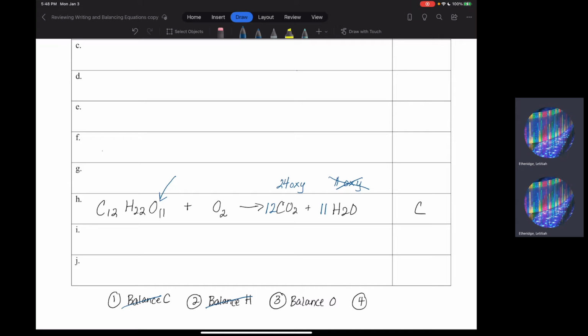So to get my 24, I know that I have 2 over here. I'm going to put a 12 for my coefficient. That will give me my 24. And now we are balanced, okay? The fourth step was not necessary because remember that fourth step says that if you have a fraction or a decimal, then you would need to multiply everybody by 2, which we don't have that situation, so we don't need to do that fourth step. So hopefully that was helpful.